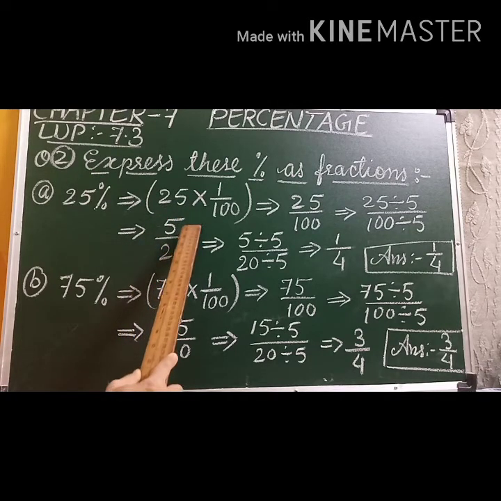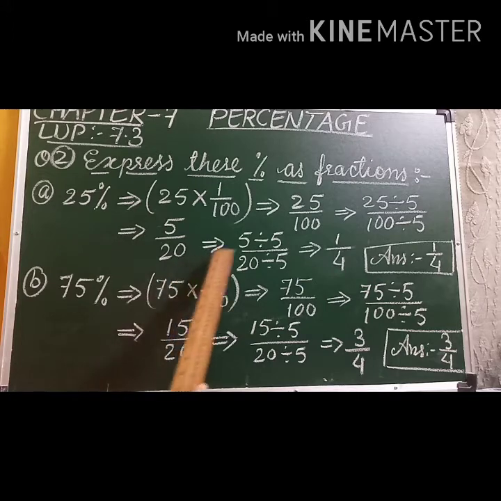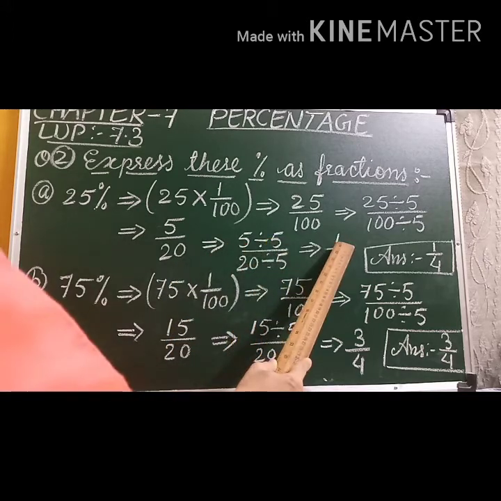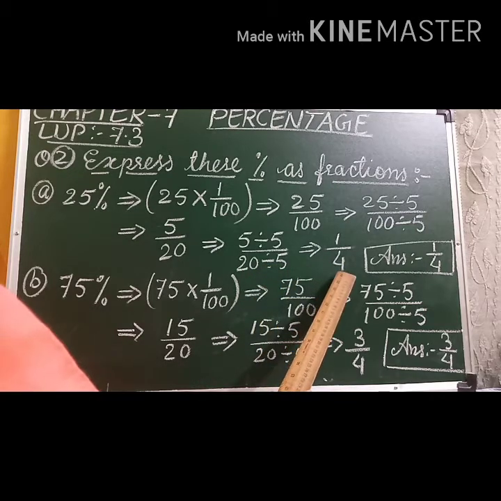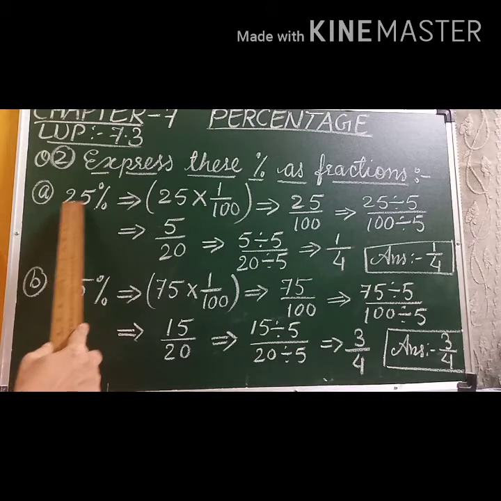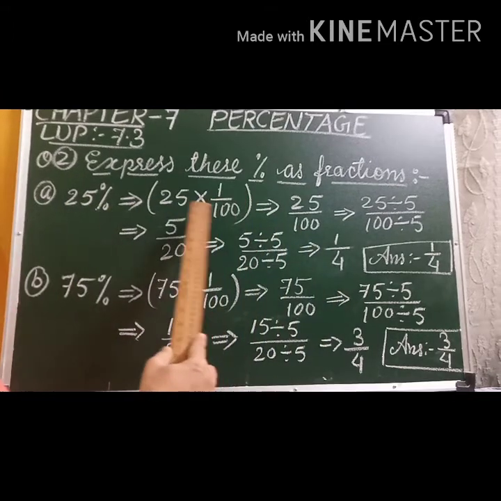So this is the fraction 5 by 20. 5 by 20 is further divisible by 5. So when we divide 5 by 5 we get 1 and when we divide 20 by 5 we will get 4. So the fraction is 1 by 4. Here the percentage was 25 and we have converted this percentage into fraction by following two steps.